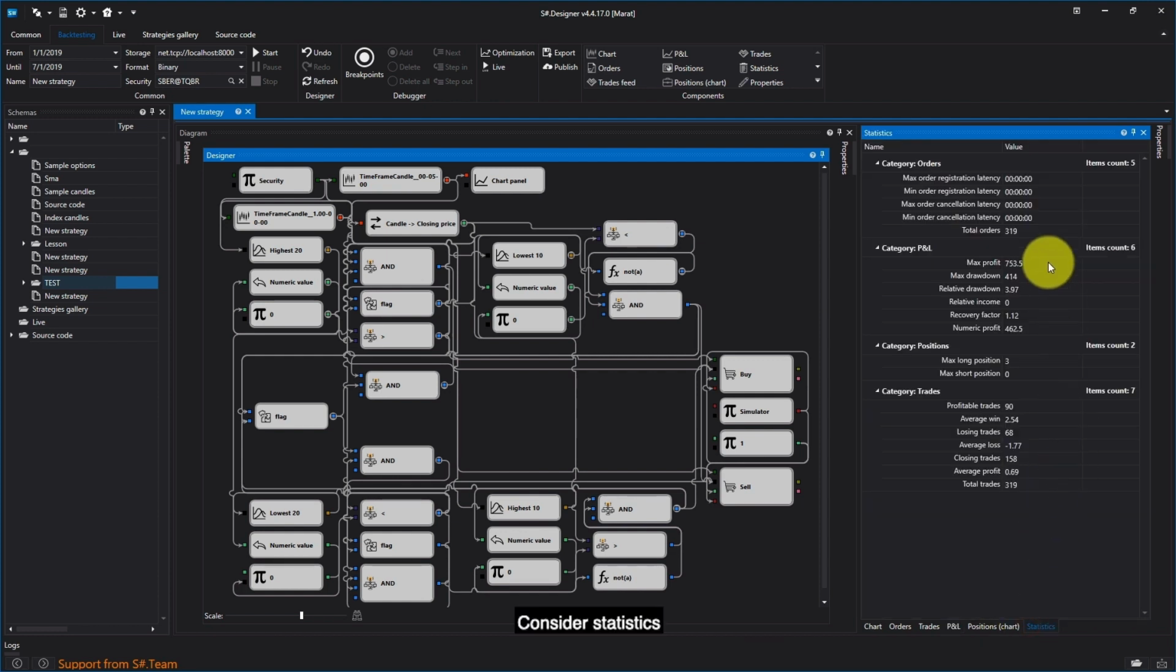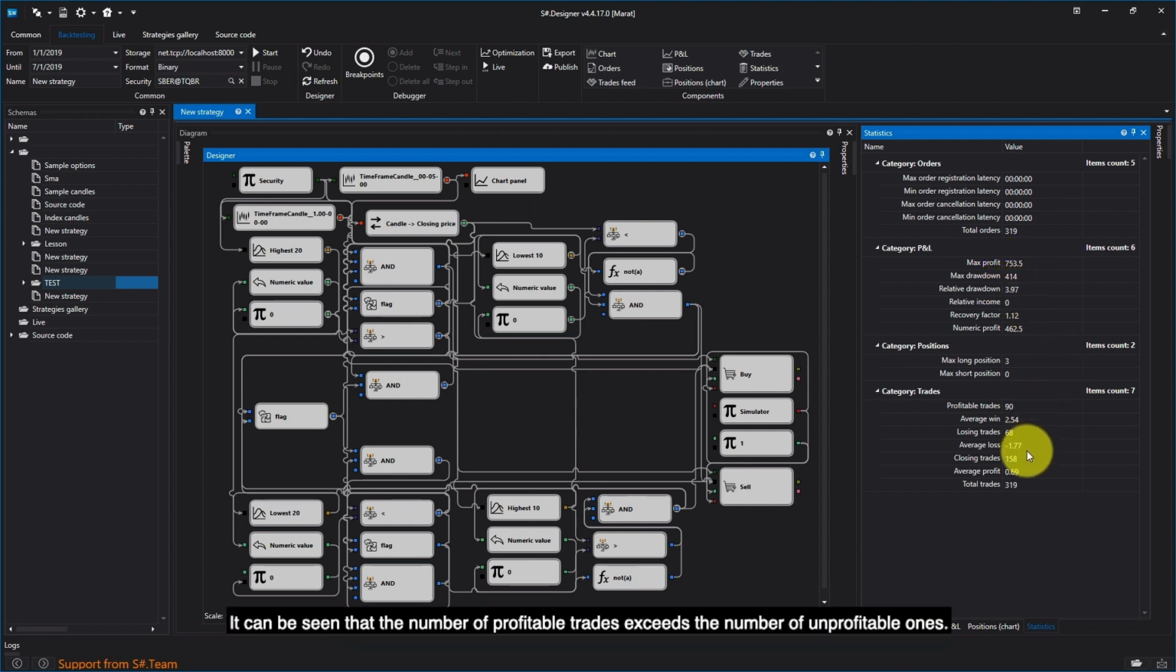Consider the statistics. Here is the maximum profit that the user receives. Strategy drawdown. It can be seen that the number of profitable trades exceeds the number of unprofitable ones. Thus, it can be assumed that the strategy works and the conditions are met.